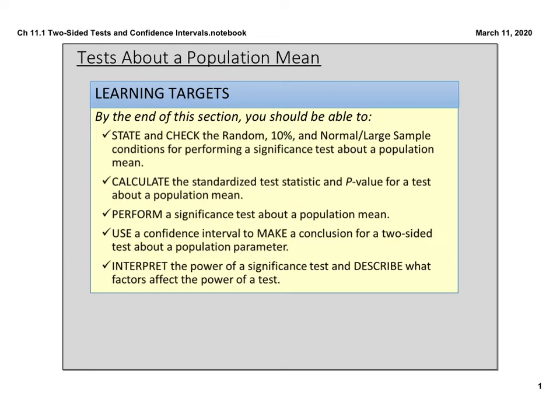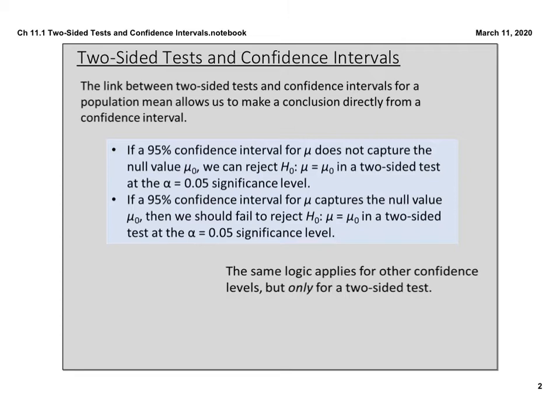Today we're going to cover a two-sided test and talk about how it relates to the confidence interval for a two-sided confidence interval of a mean. So the link between two-sided tests and confidence intervals for a population mean allows us to make a conclusion directly from the confidence interval. If you construct a 95% confidence interval for mu and it does not capture the null value, then we can safely reject the null at the 0.05 significance level.